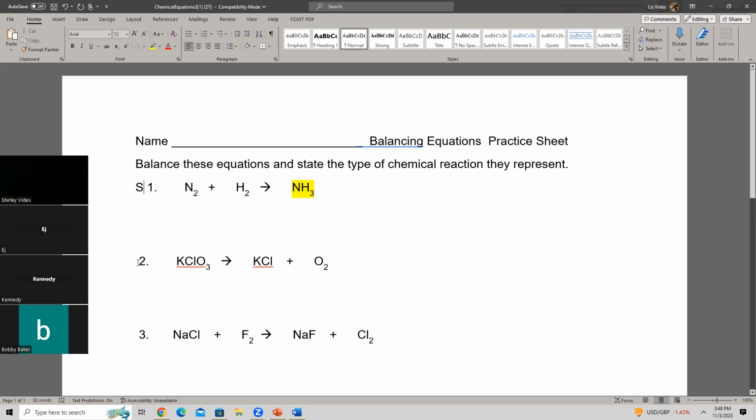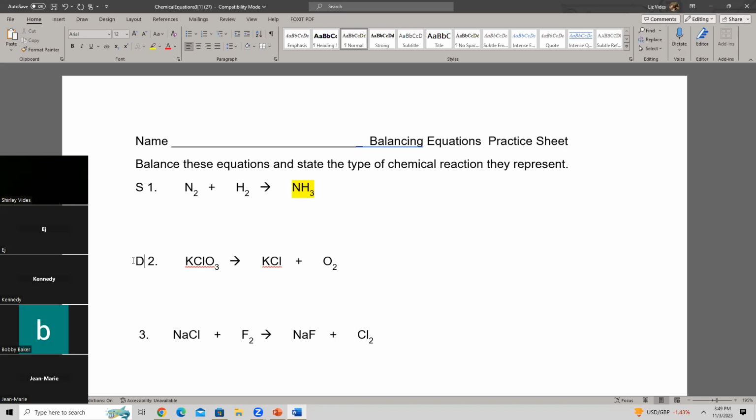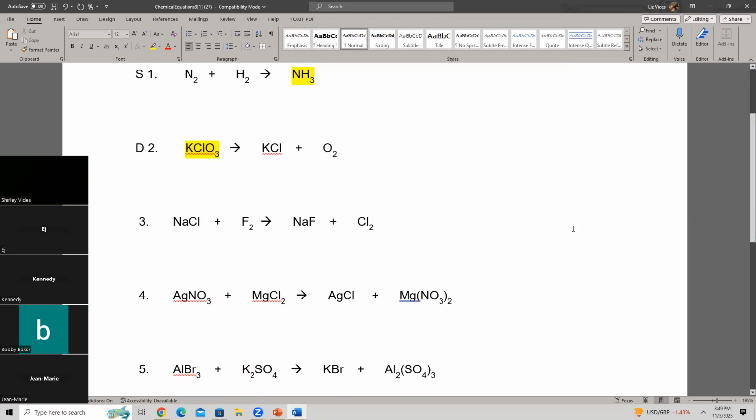The next one right there, KClO3 becoming KCl and O2. Just look at what's there. That is a decomposition because you have only 1 reactant. You see that? That's how you know. In this one, you have 2 things that are lonely, and they're different things. Therefore, this is a single replacement.